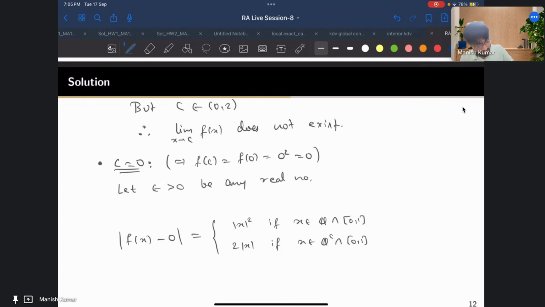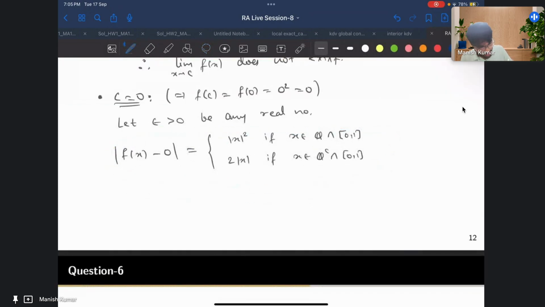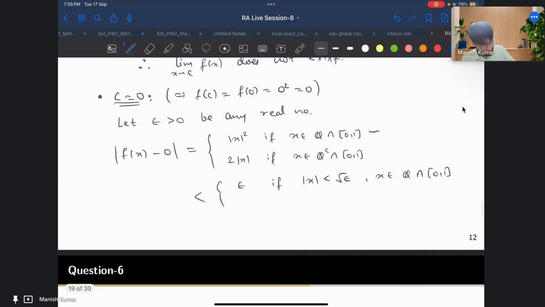Okay, so now you have this, the functional value is like this. Here you can clearly make this less than epsilon if, talking just about the first case, mod x is less than root epsilon, and x belongs to Q intersection [0, 1]. This is the condition we already have. The second is less than epsilon if mod x is less than epsilon by 2, and x belongs to R minus Q intersection [0, 1].